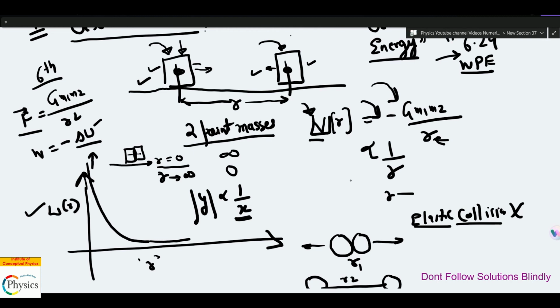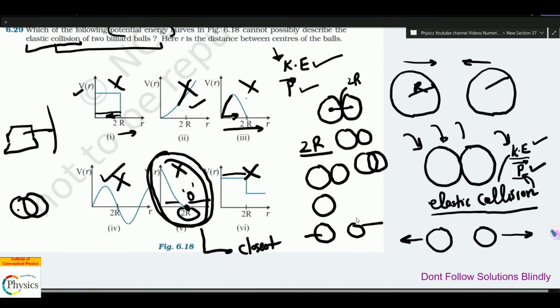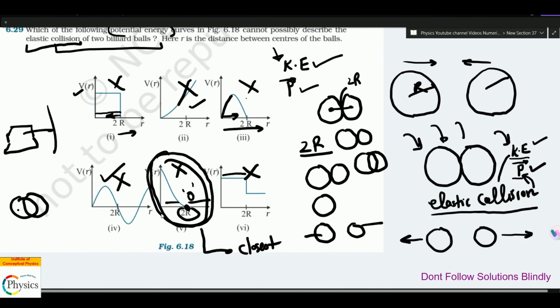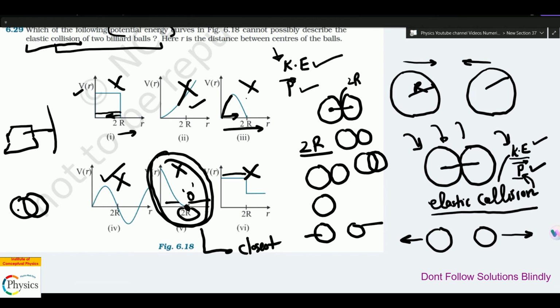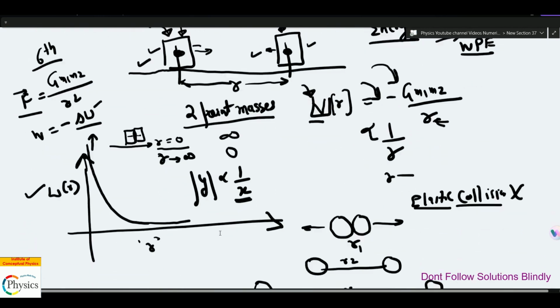And so to me, all the choices which NCERT has given are wrong. The closest I can think of is graph number 5, but even graph number 5 is wrong because it says that when the bodies are touching each other, where the gap between the centers of the two bodies is 2R, the potential energy is zero, which is, I think, absurd. The potential energy is there when the two bodies are touching each other. In fact, it is highest as per me.